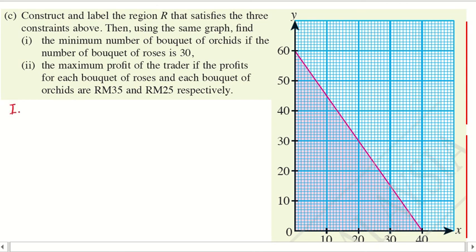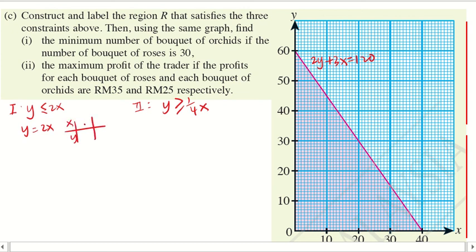The first constraint, remember just now, is 2y plus 3x equal to 120. This one you label first. Then another constraint: y less or equal to 2x. Then the second constraint is y more or equal to 1/4x. So you draw y equal to 2x.